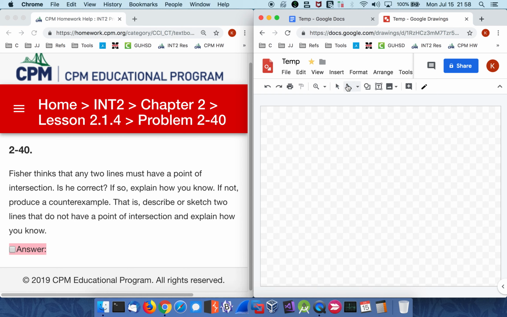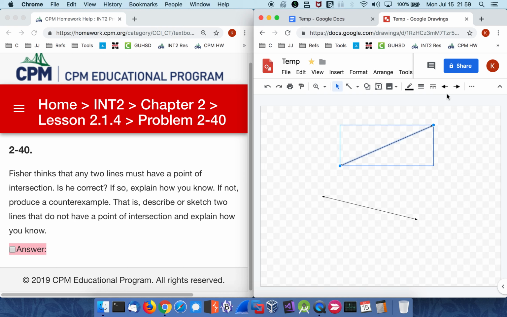Alright, so Fisher is apparently thinking, let's do arrows on both. Fisher's thinking that's a line, and that's a line. So Fisher's thinking, okay, I've got two lines, and he's saying any two lines must have a point of intersection because these arrows here mean that the line goes off to infinity.